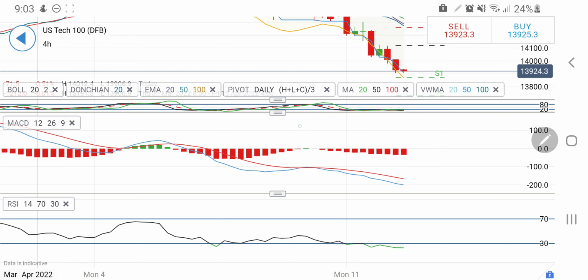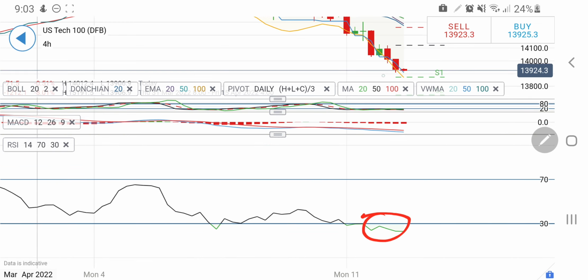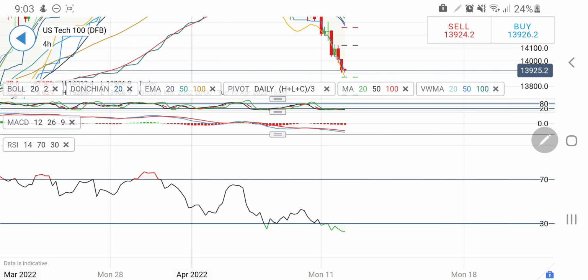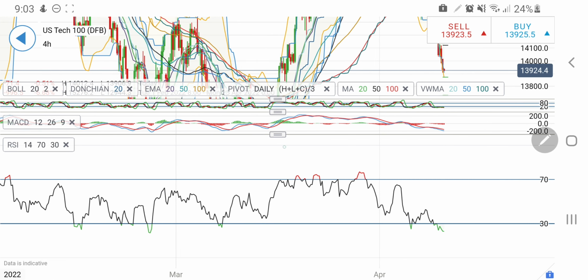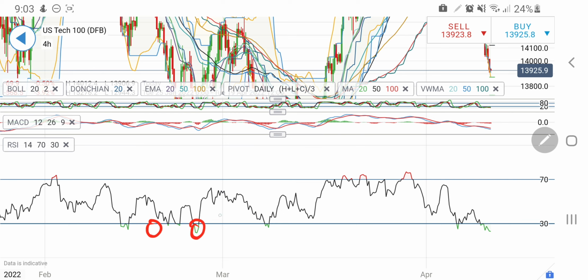MACD is widely divergent here, and RSI is extremely oversold. Whenever it was overbought, it has always dropped. Whenever it was oversold, it has always taken a good rise. You can see here it was oversold, then a rise; here it was oversold, then a rise.